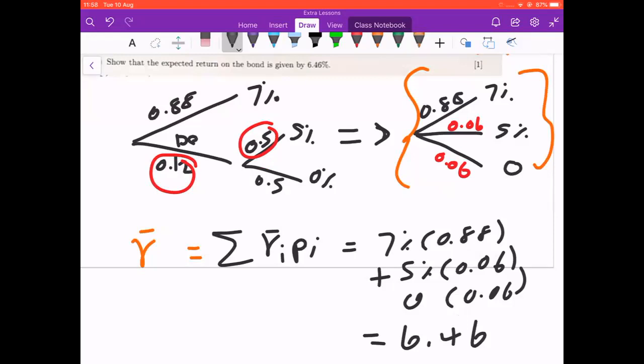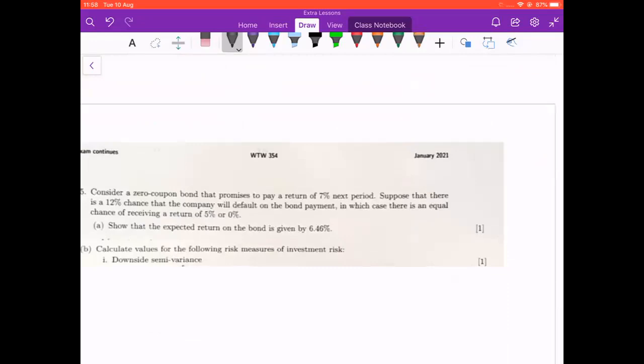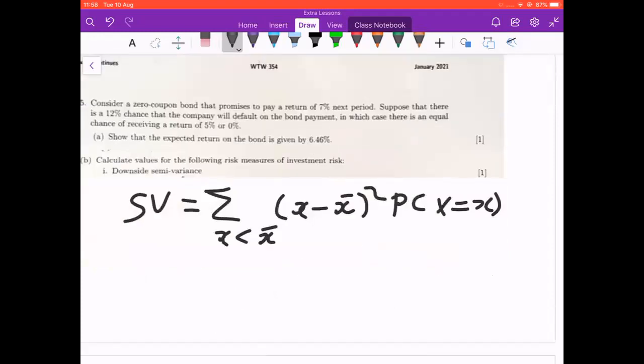So we're going to move on to the next question. It says to calculate the value of the following risk measures for the investment. You will have to find the downside semi-variance, right? Semi-variance is the variance below the mean. Since it's discrete, the formula is the sum over x less than x bar of (x minus x bar) squared times their probability, and then your answer is whatever it comes to.